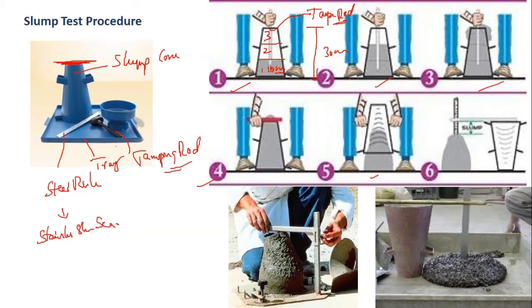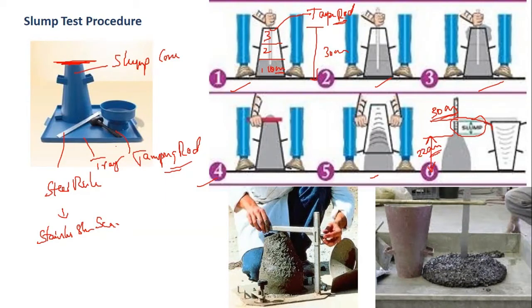But what happens is, it is going to collapse, it is going to go down, it is going to sink a bit. That is what we call slump. So initially it is 30 centimeter, but it will be some height after removing the slump cone. Something you can say that it is 22 centimeter. 22 centimeter is the height after removing the slump cone.